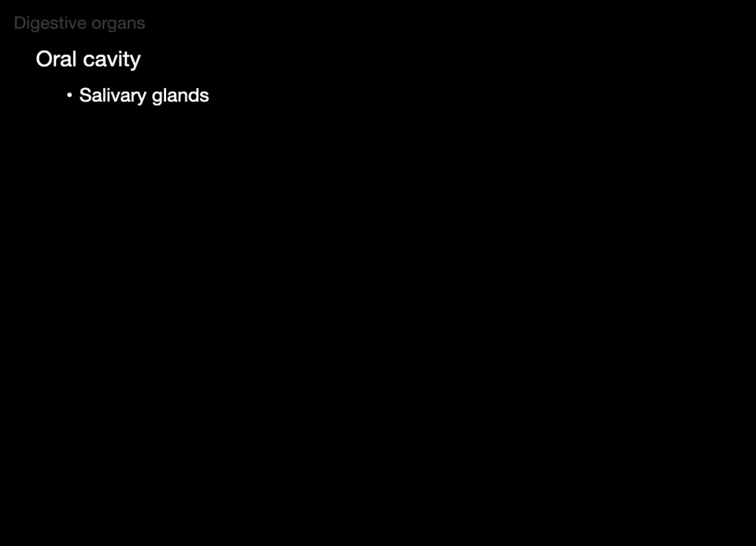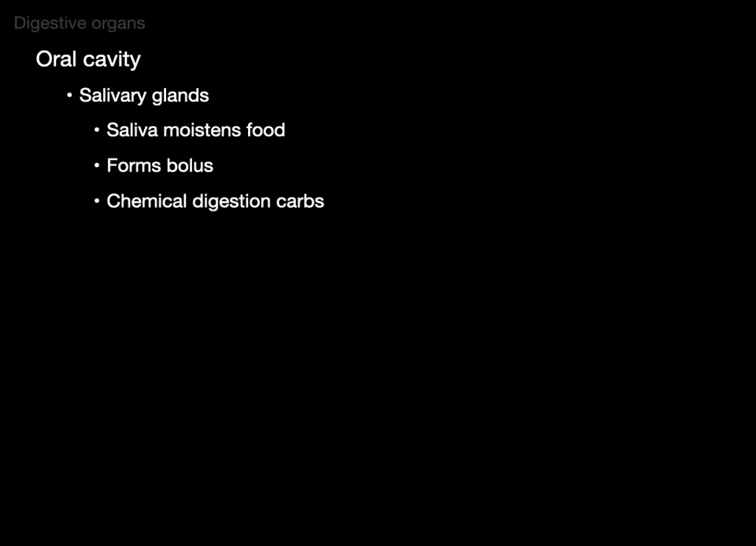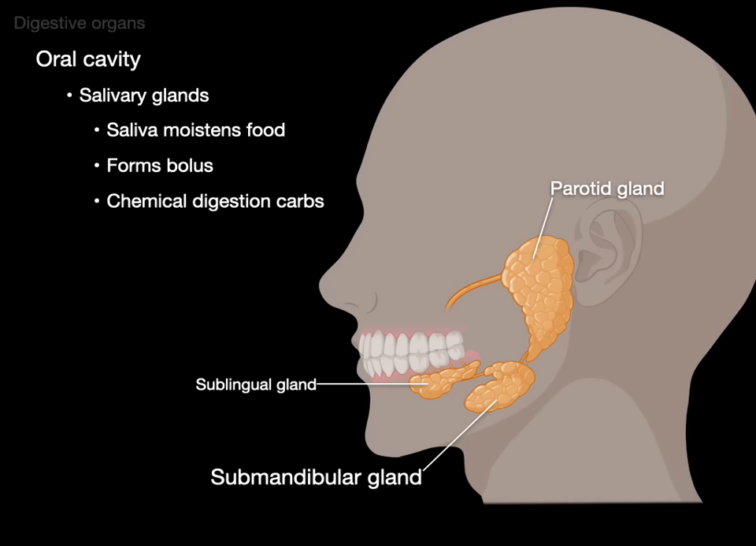Now let's enter salivary glands in the oral cavity, and that's where saliva moistens food and it forms a bolus, and the salivary amylase in saliva starts the chemical digestion of carbohydrates. There we have three glands: the submandibular salivary gland, the parotid gland, and the sublingual salivary gland. These glands make saliva, but the submandibular makes the most by far, like 75 to 80% of the saliva. Parotid makes maybe 15 to 20%, and just 2 to 3% is the sublingual salivary gland. And these glands are paired, three on each side.